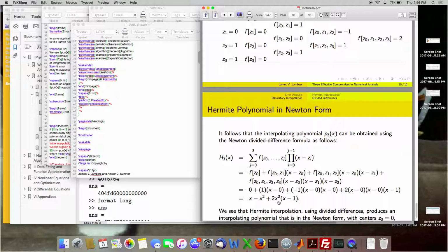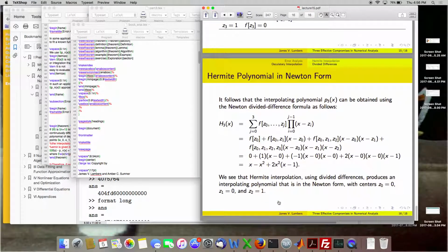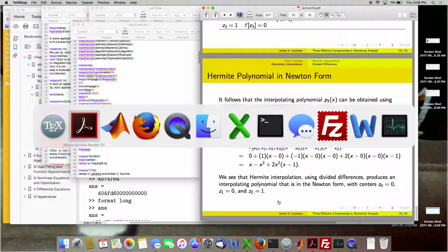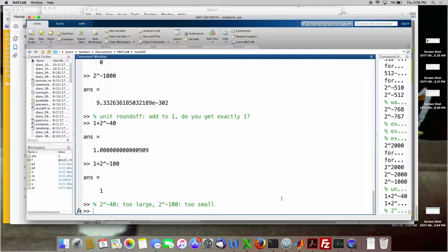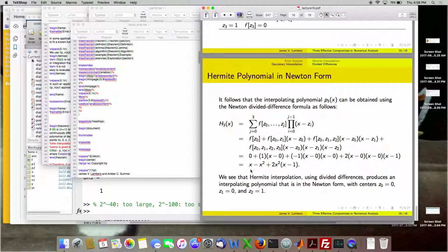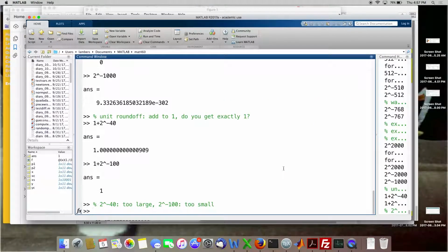Now, if I really wanted to, I could multiply this out and get it in power form. I just didn't bother to do that here. But I want to show you what this polynomial looks like in MATLAB. So I have x, I have minus x squared here, and then I have a minus 2x squared here. So I'm really going to have, if I multiply this out, x minus 3x squared plus 2x cubed.